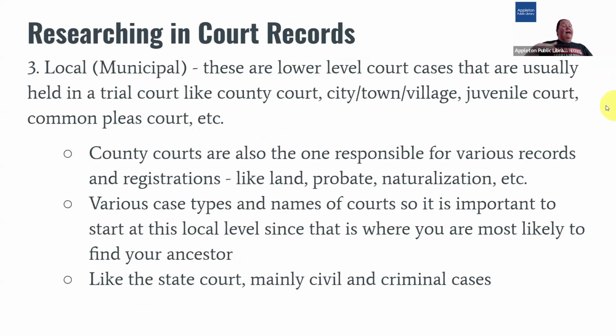And then that third level, which is the one that we're going to really dive more deeply into, is going to be our local level, or what they call the municipal level. These are going to be those lower level court cases that are usually held in a trial court, like a county court or a city or a town or village court, or a juvenile court, or what they call a common pleas court. Again, there's lots of different names for all the various courts depending on the type of case that they're trying.